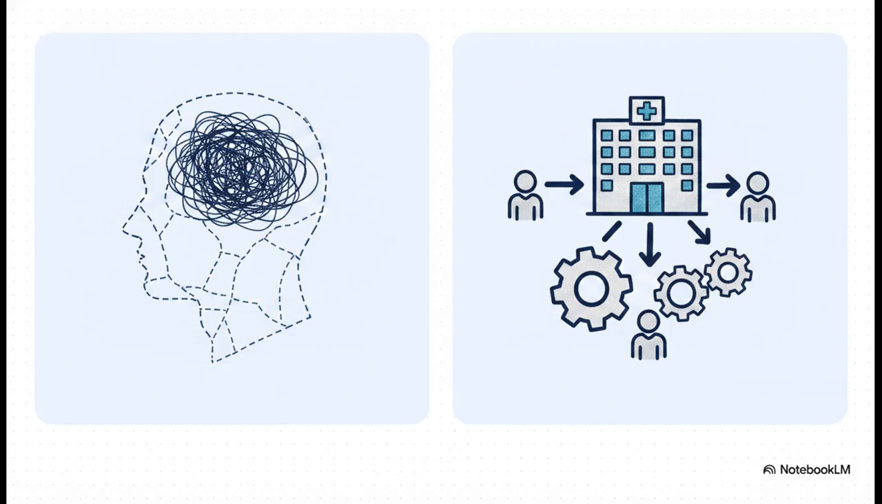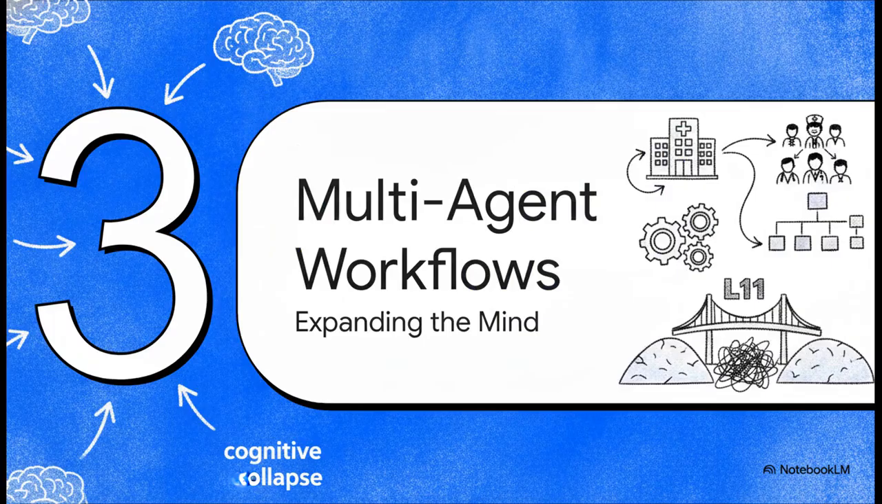Now compare that to multi-agent workflows. This operates way more like an intelligence agency. It has to be robust across different teams, different shifts, and it relies heavily on structured data protocols so that the actual thinking survives the transition between people. Which leads us perfectly into section 3, multi-agent workflows, essentially expanding the mind.